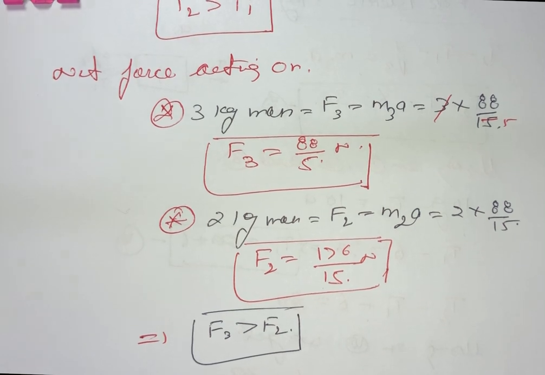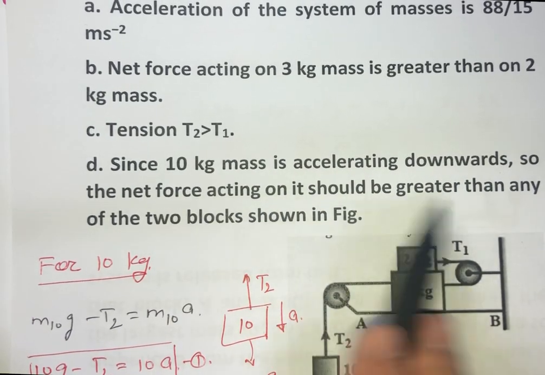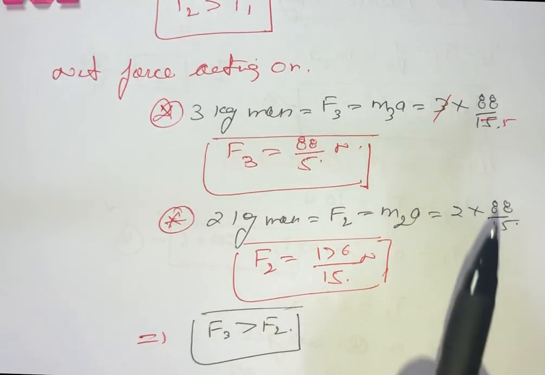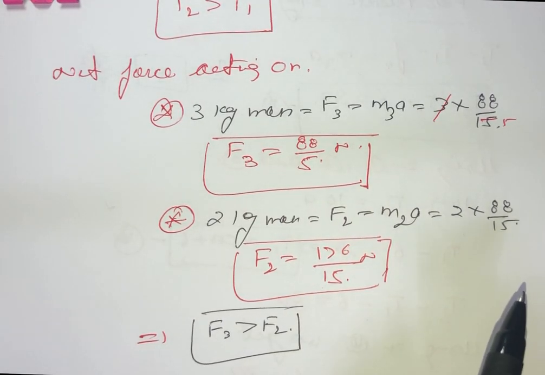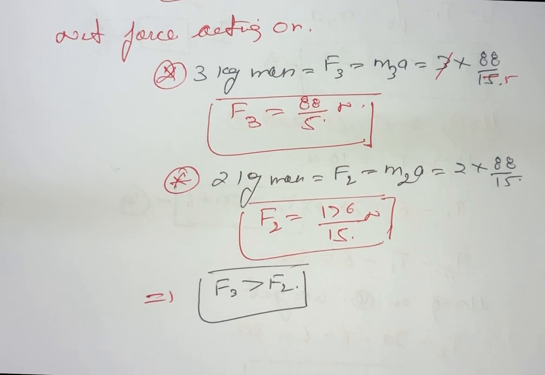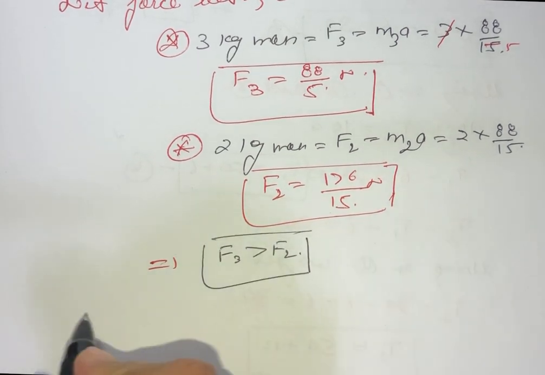And lastly we have to find out the D option, that since the 10 kg mass is accelerating downward, the net force acting on it should be greater than on any of the two blocks. Okay. But there is a condition. We can say that the 10 kg mass is moving downward because of the force, not because of the acceleration in the downward direction.